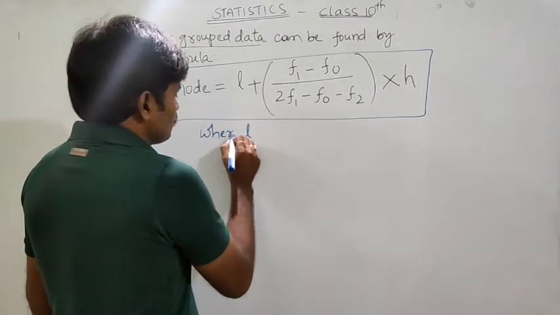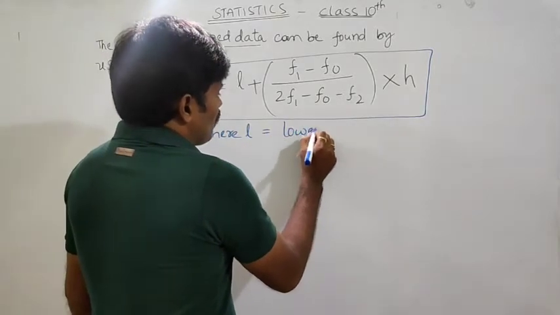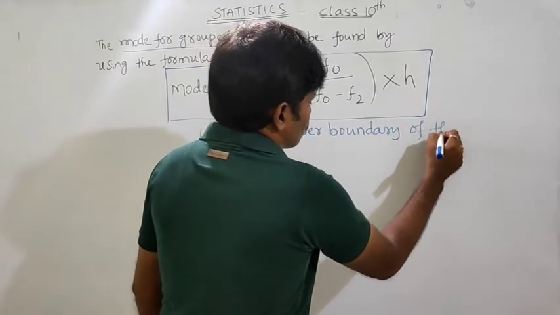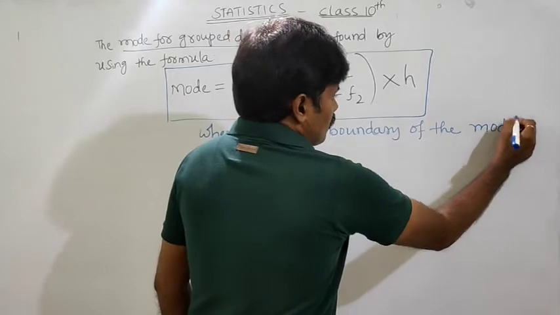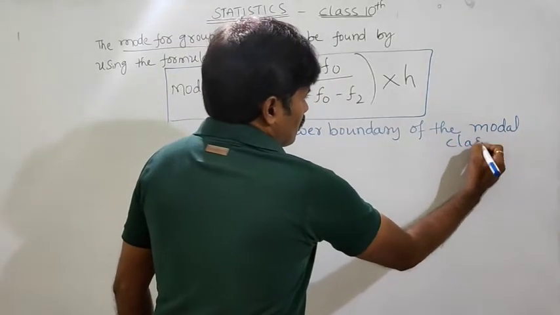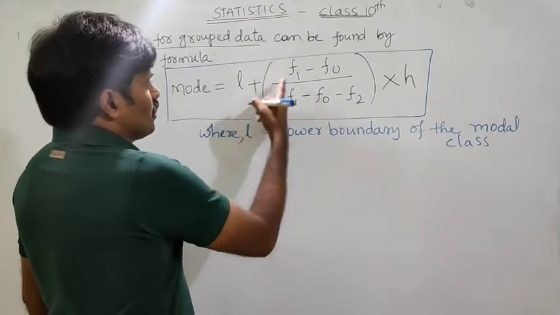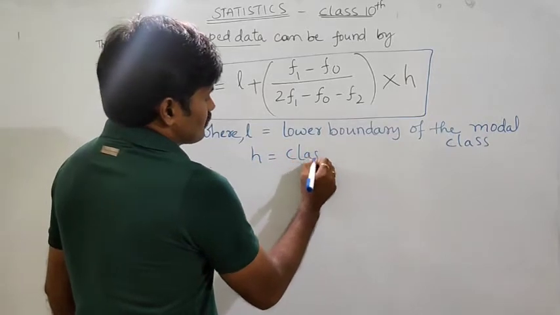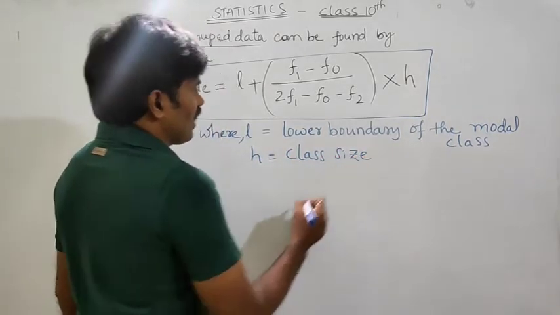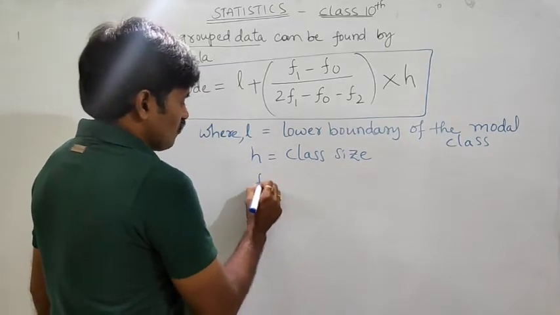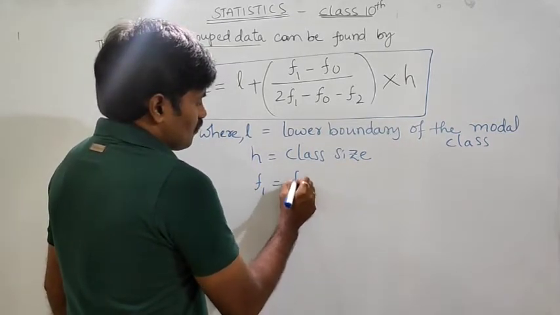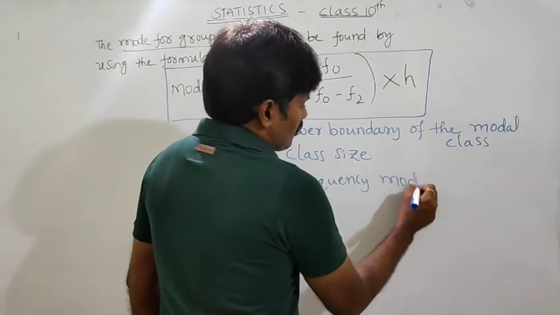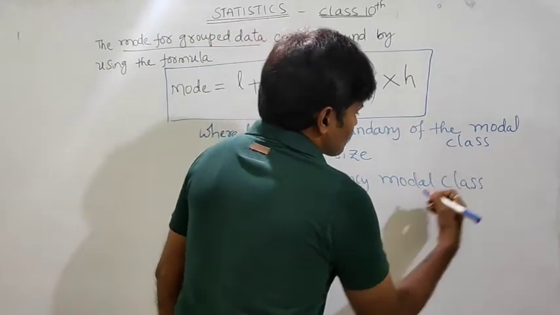L is equal to the lower boundary of the modal class. Next, what is H? H is the class size, or class width. Next, what is F1? F1 is the frequency of the modal class.